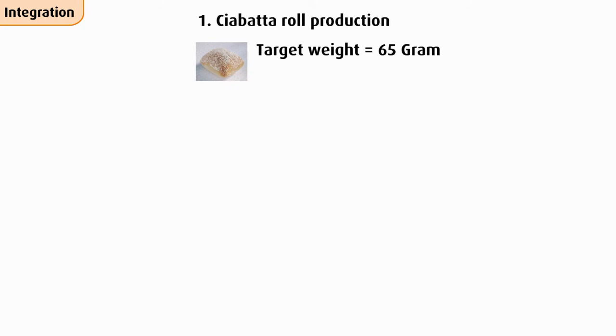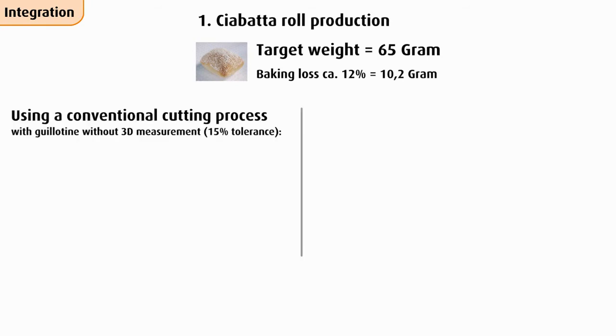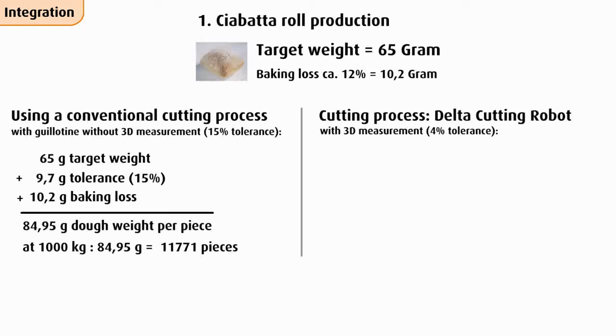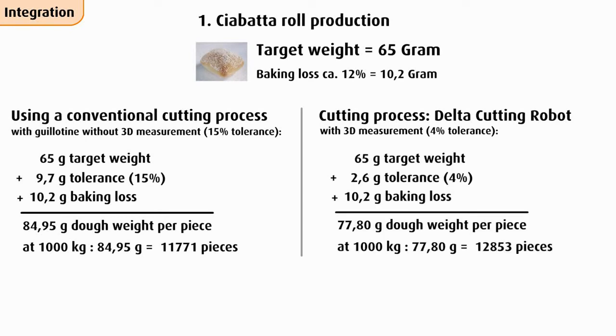Example 1. Ciabatta roll production. For the production of semi-baked ciabatta rolls, the target weight in our example is 65 grams after the first baking process. The difference is 1082 ciabatta rolls, which means that with 3D measurement, 1082 more ciabatta rolls can be made from the same original amount of dough.